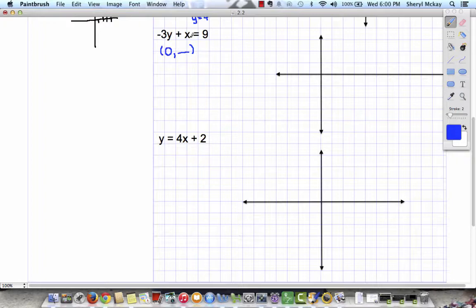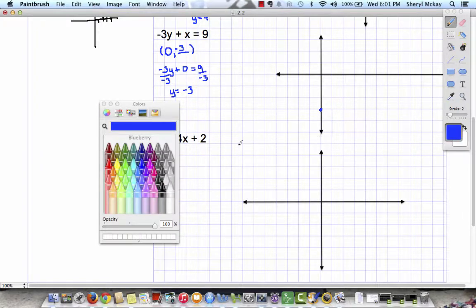So let's go ahead and put 0 in for x, and we end up with -3y plus 0 equals 9. When we divide by -3, I'm just ignoring that 0 now, we get y equals -3, right? 9 divided by -3 is -3. So our y-intercept is 0, -3. I'll go ahead and graph that right now. 1, 2, 3. There's our y-intercept, 0, -3.